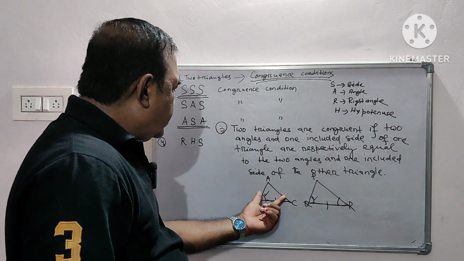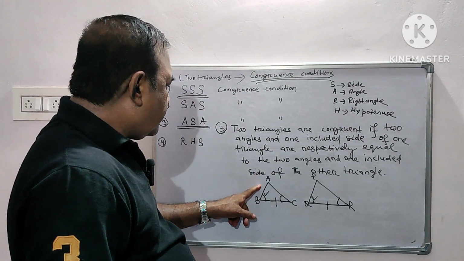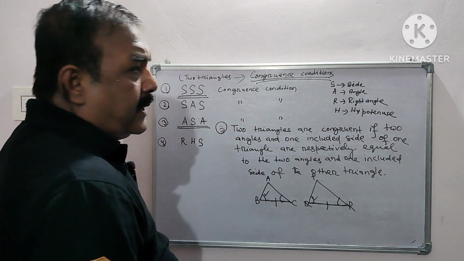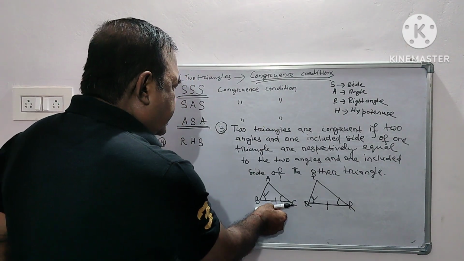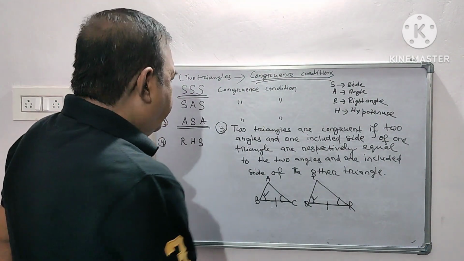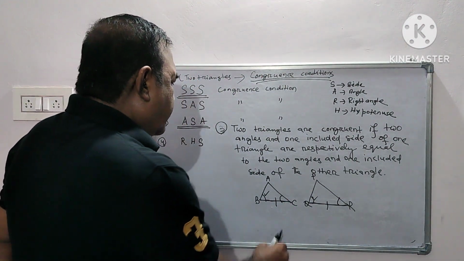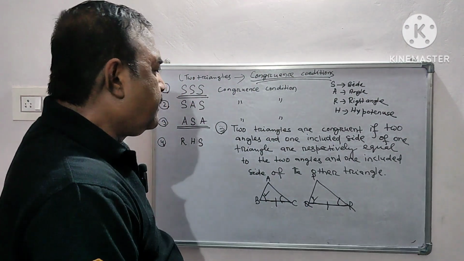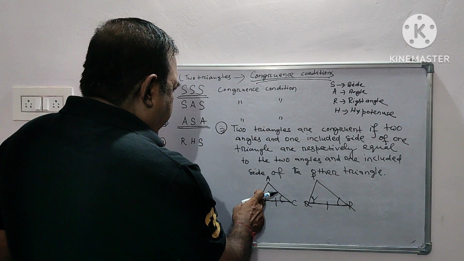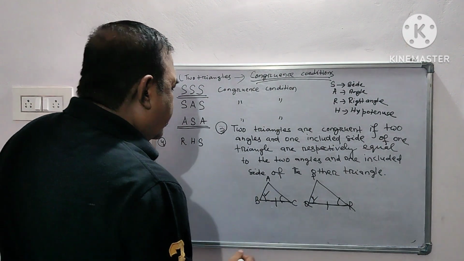So two angles and one included side of one triangle, this is of the triangle ABC, are respectively equal. Respectively equal means for BC it is QR. This is the included side. They have the same length. The angle B measures equally with angle Q, and both C and R angles, they have the equal measure. So this is ASA. Angle, side and angle.